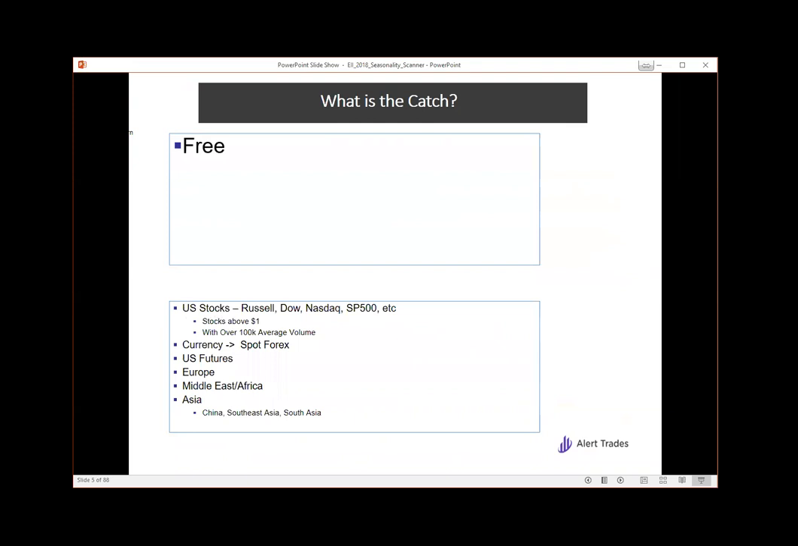Okay, so what is the catch? There are two parts of the software. One is the free version. The free version basically allows you to see any instrument in the world.